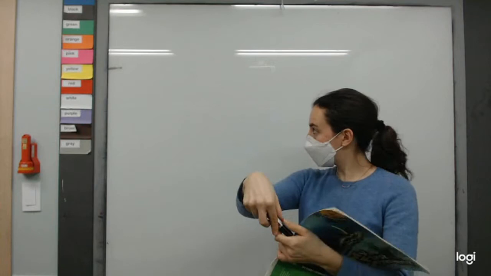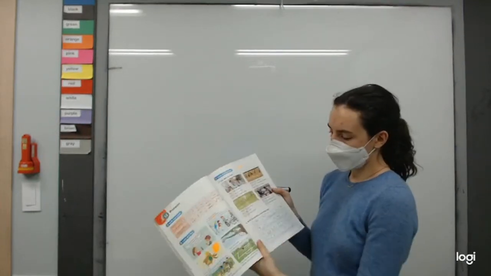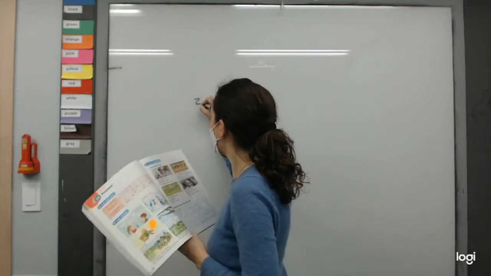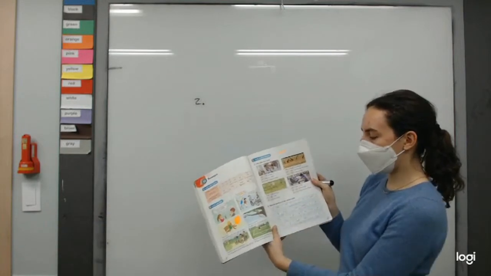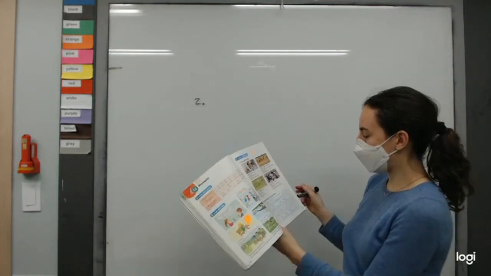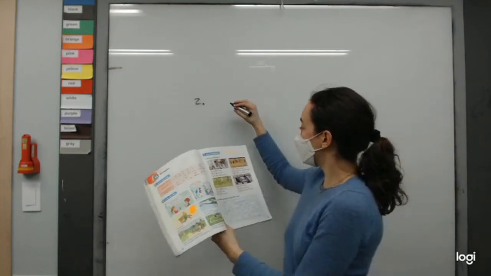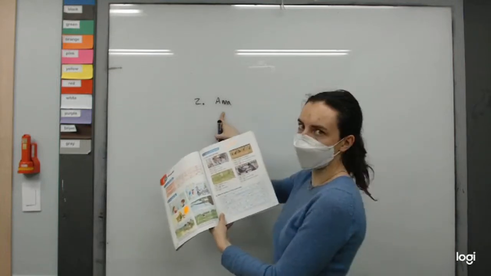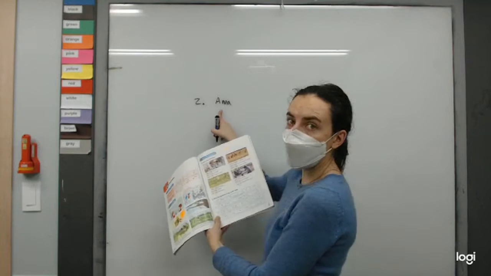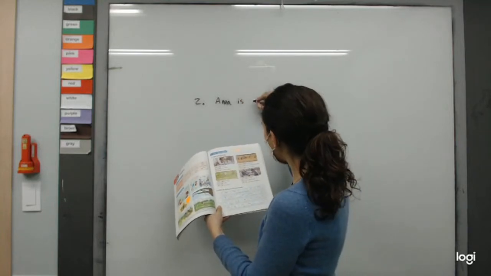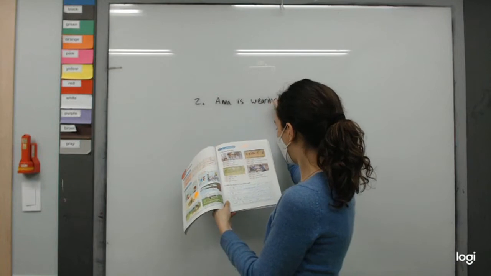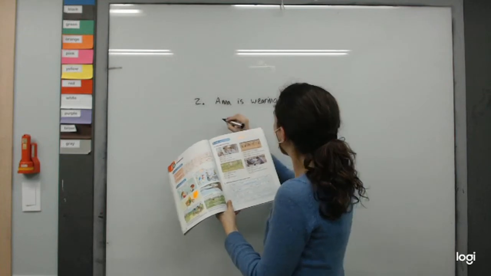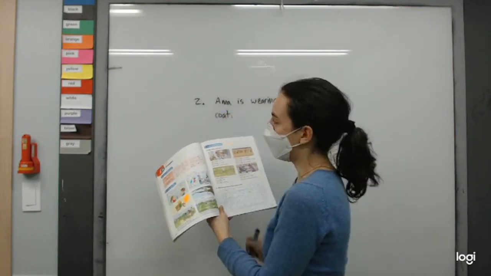Okay. So, for this part, we need to write the sentences in the correct order. Number 1 is already finished. Are these Tom's books? Number 2, we can say Anna. We always start with the subject. So noun or pronoun is wearing her sister's coat. Okay.